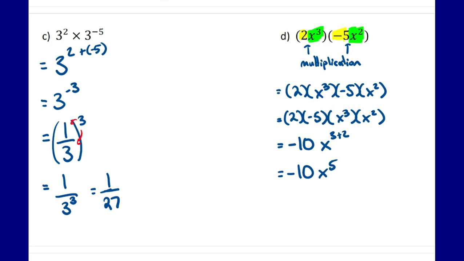Now, you could skip right from the beginning to the end. Multiply your two numbers together. 2 times negative 5 gives us negative 10. X to the power of 3 times x to the power of 2. We add the exponents and we get x to the power of 5. We can't combine the negative 10 and the x to the power of 5. We can't merge that together to make one single value. So I leave them together but separate. So you could just jump like that.